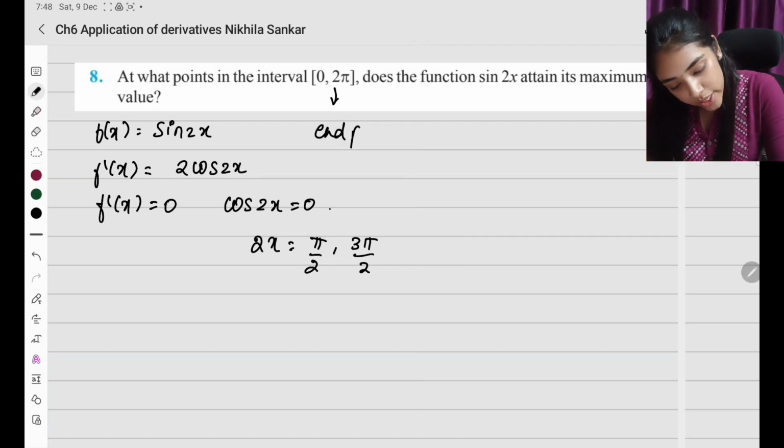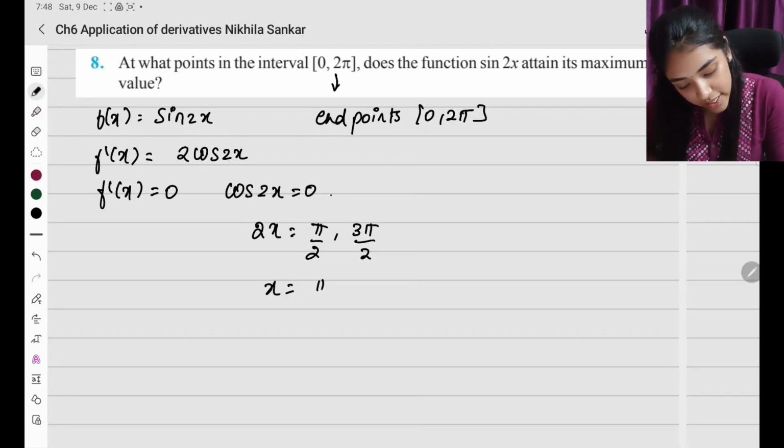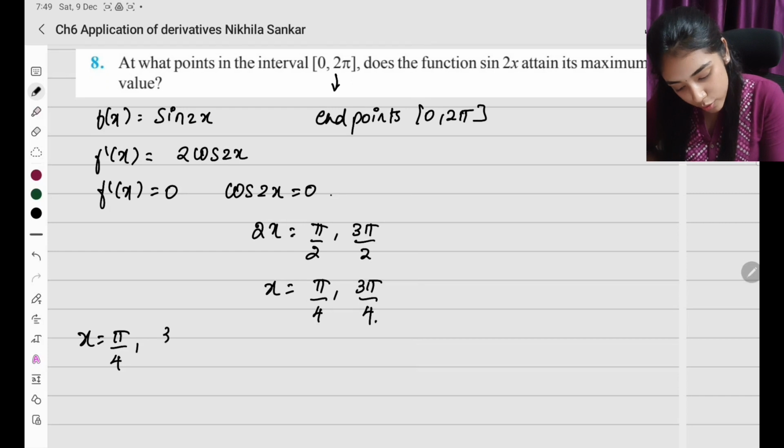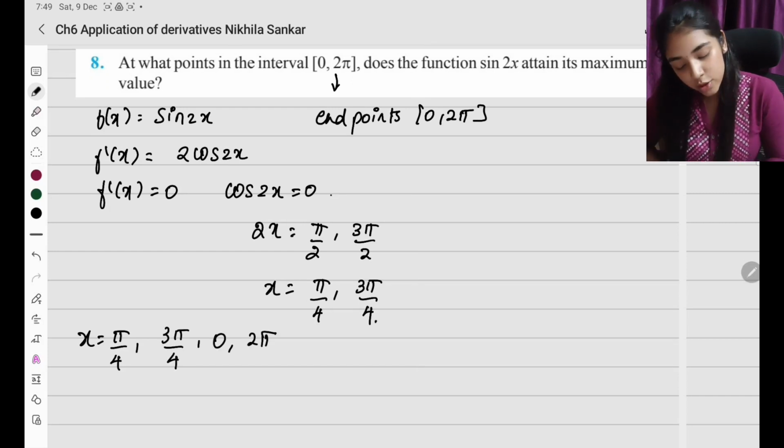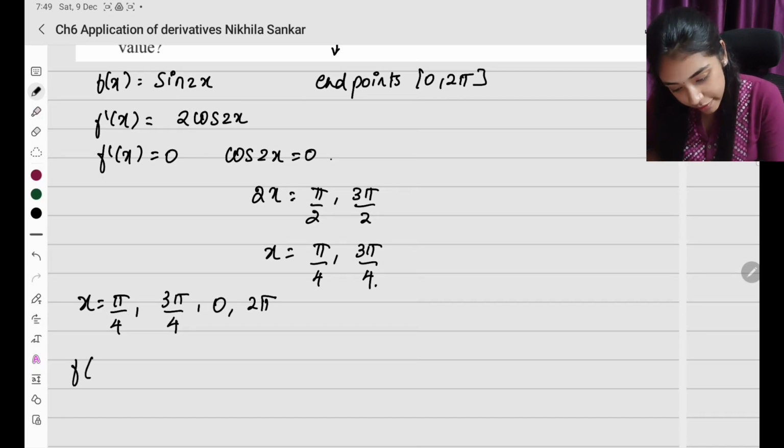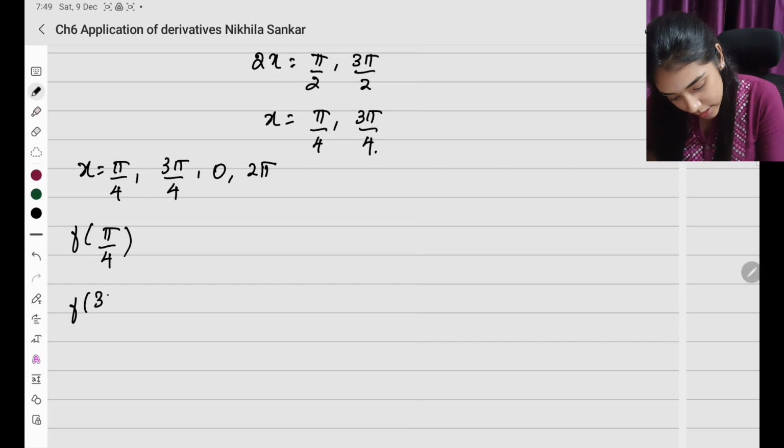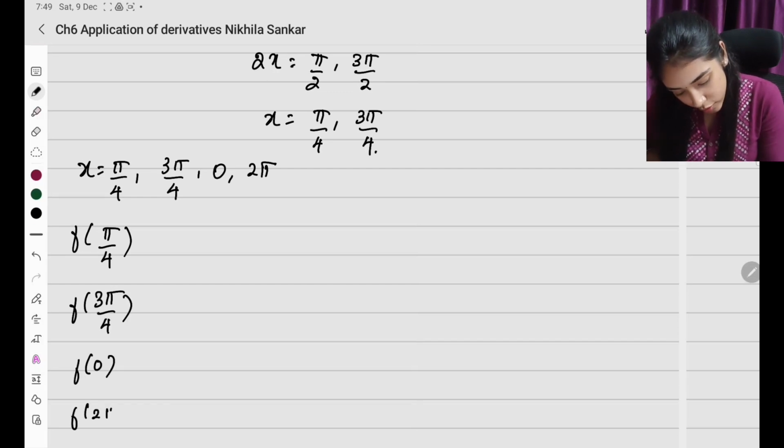And what are my endpoints? Endpoints are going to be 0 and 2 pi, and here my value of x is going to be pi by 4 and 3 pi by 4. So what are all my values of x? It's going to be pi by 4, 3 pi by 4, endpoints, so 0 and 2 pi. Now I substitute this in f of pi by 4, then f of 3 pi by 4, f of 0, f of 2 pi.